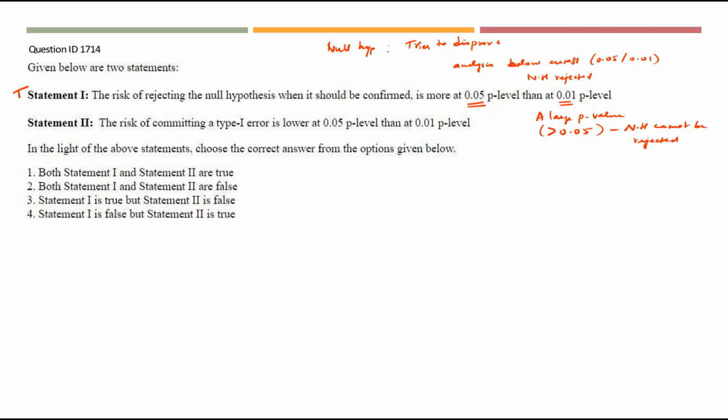So there are two kinds of errors. One is type 1 error and the other is type 2 error. Type 1 error is a false positive and type 2 is a false negative. So what is type 1 error? This is rejecting a null hypothesis that is actually true. Then what is type 2 error? This is failing to reject a null hypothesis that is actually false.